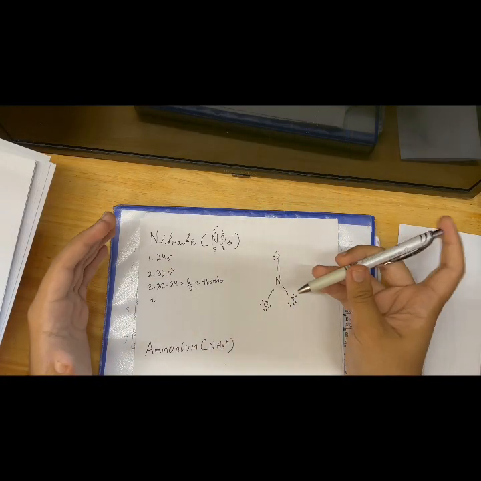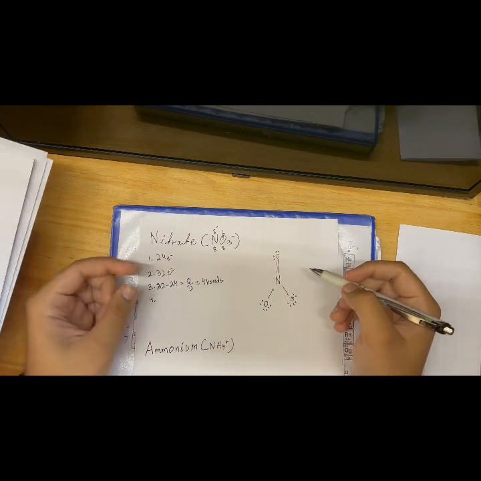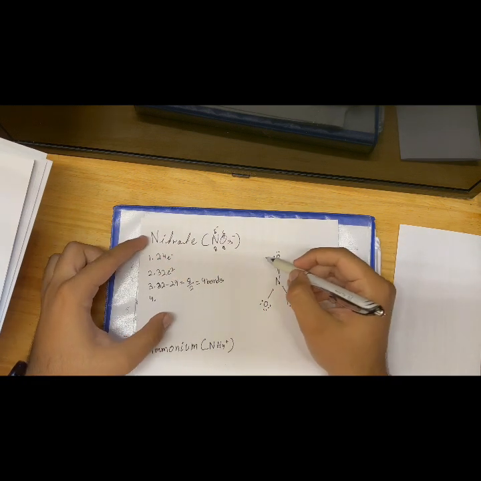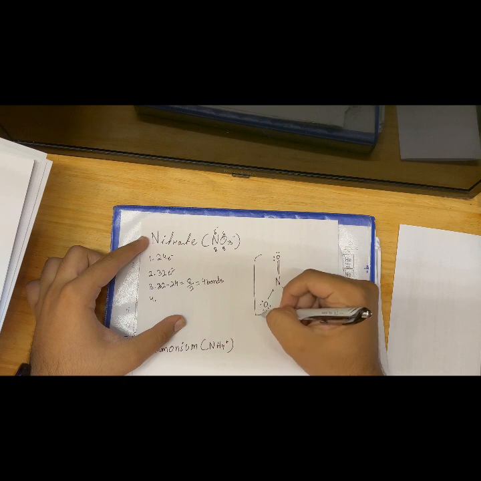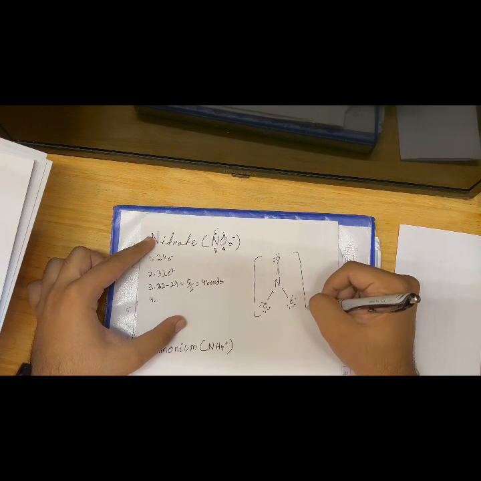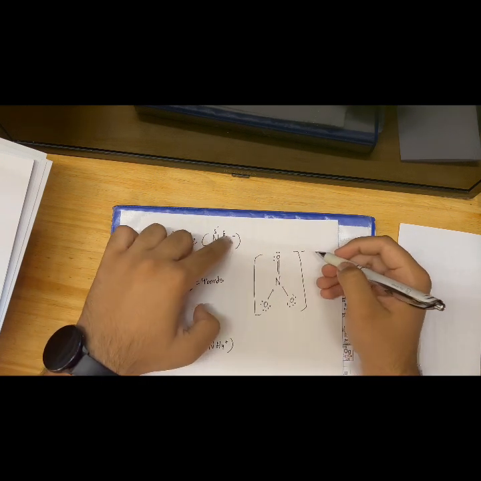And now that we know we've formed our Lewis dot structure, the last step would be, since it's a polyatomic ion, we will always put this in brackets and put the charge that is represented here.